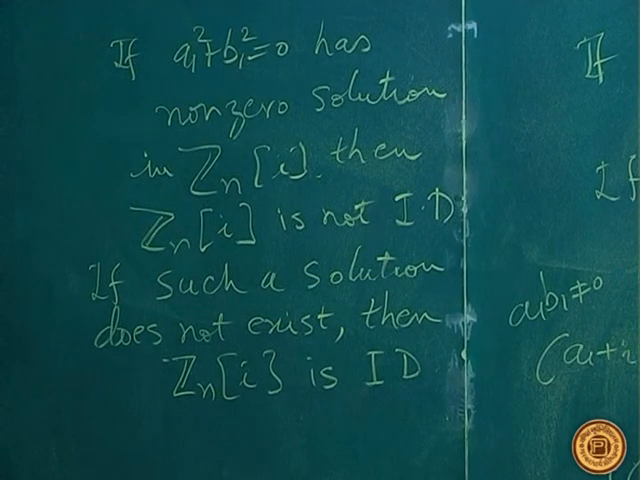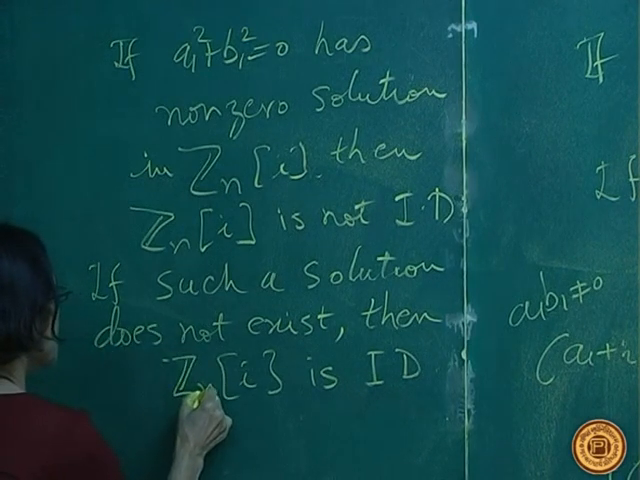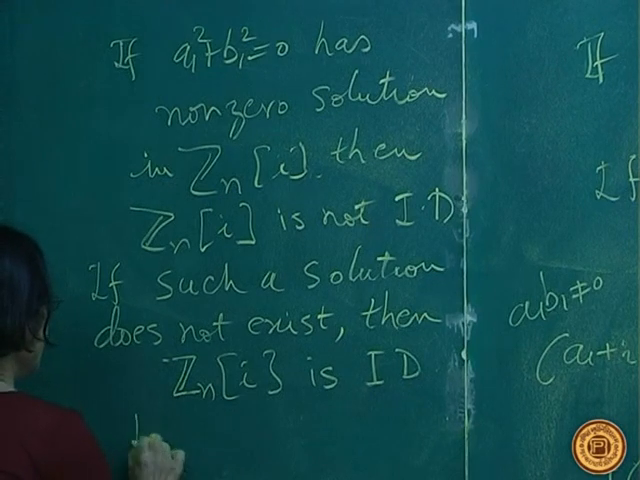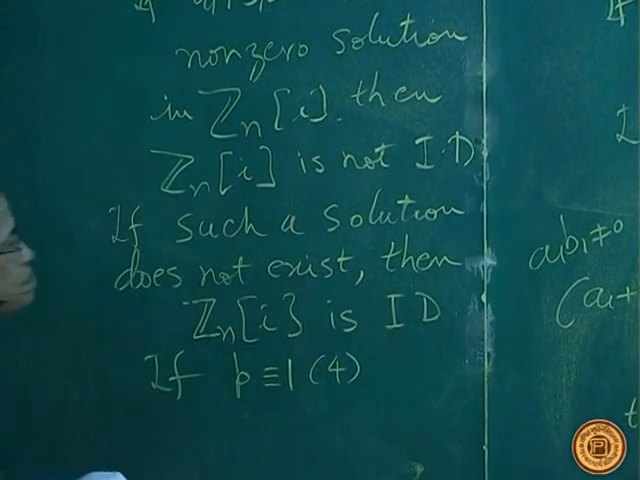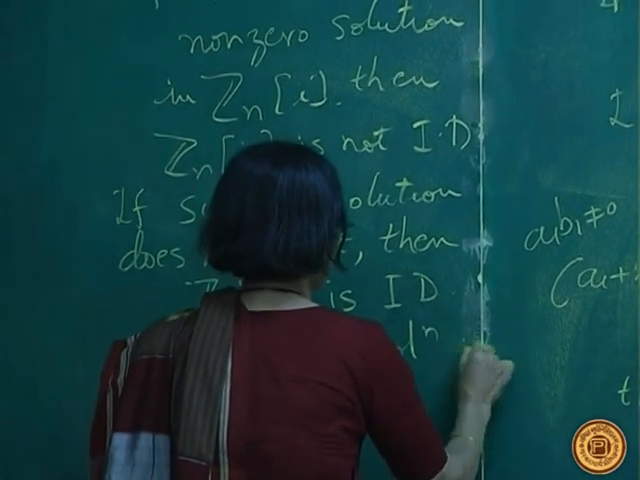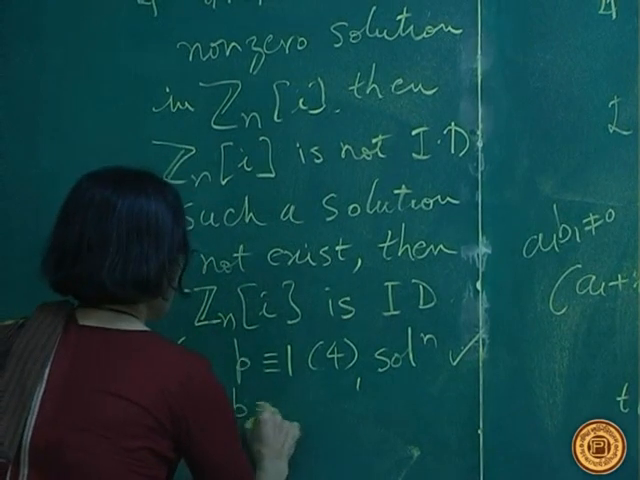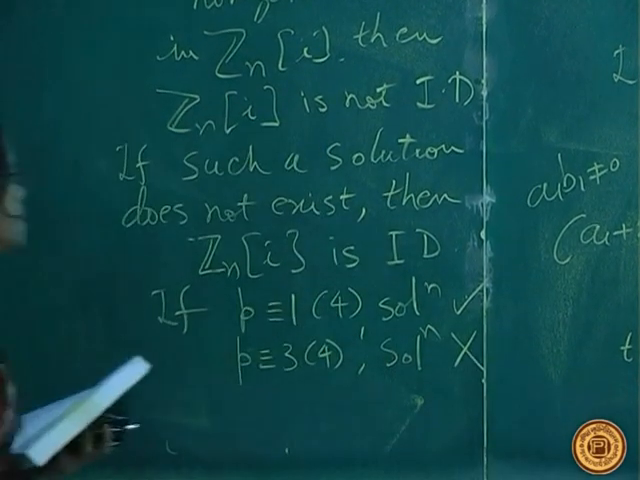Okay? So, you will realize that this equation a square plus b square equal to 0 having a solution is an important property, and for some primes the solution exists, for some it does not. If you study some elementary number theory, you will learn that if P is congruent to 1 mod 4, then the solution exists. And if P is congruent to 3 mod 4, then the solution does not exist.